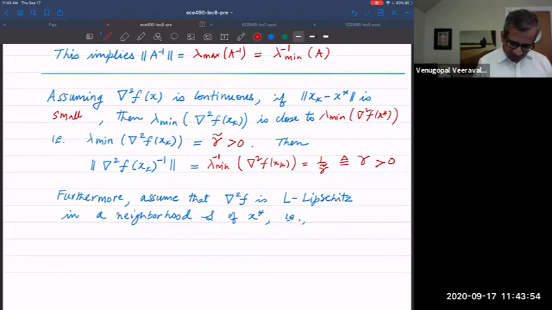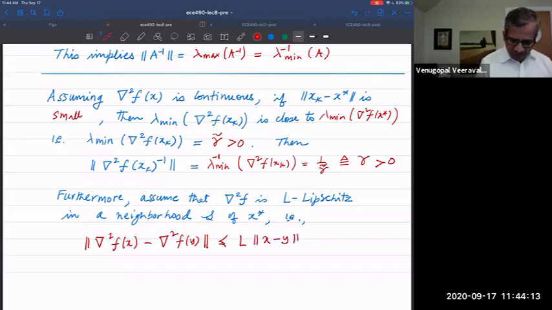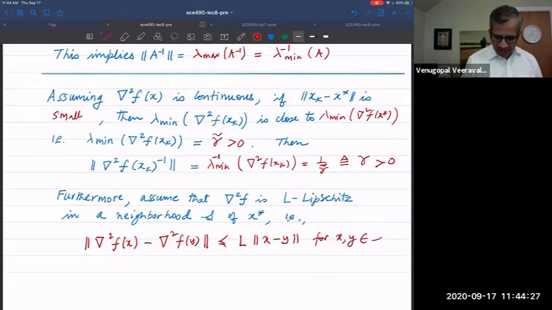The Hessian is called Lipschitz if I look at the Hessian at x and the Hessian at y and take the difference, that's less than or equal to L times the norm difference between x and y. Same definition as that of the Lipschitz gradient, except we are applying it to the Hessian now, for x, y belonging to S.